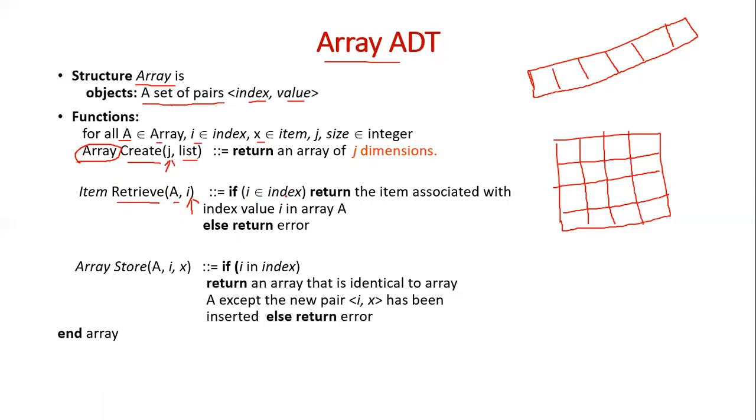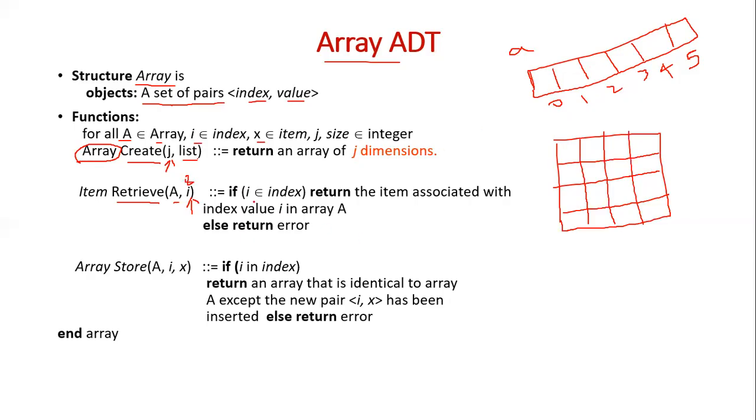If i is a valid index... Suppose this array contains how many locations? 0, 1, 2, 3, 4, 5. This array contains 6 locations, starting from 0 to 5. So any value for i between 0 and 5 is valid. But if I give 8, it is not valid because the array does not have that many locations.